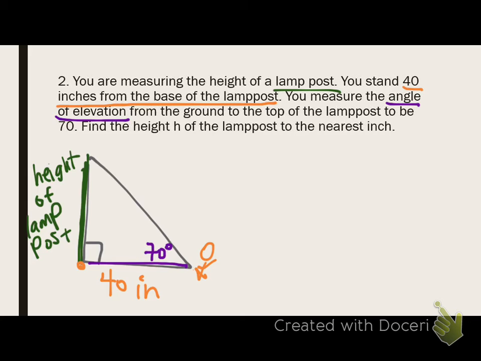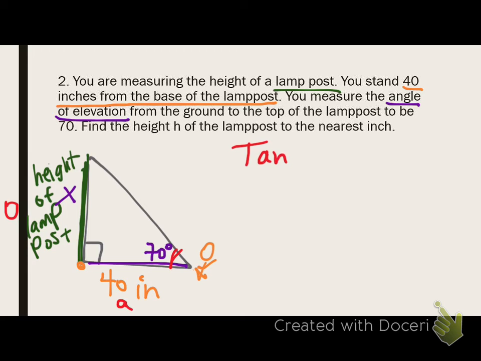So, are we going to use the Pythagorean theorem, or trig ratios? Trig ratios. Anytime you have an angle, or you're finding an angle, it's a trig ratio. So we want to find the height of the lamppost, which we've already labeled. We could call it x, or h for height, I don't care. We're going to label the sides from the angle that we were given. From 70 degrees, what kind of side is the height? Opposite. And what kind of side is 40 inches? Adjacent.